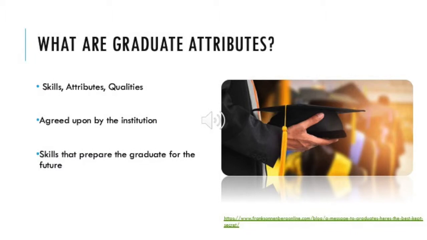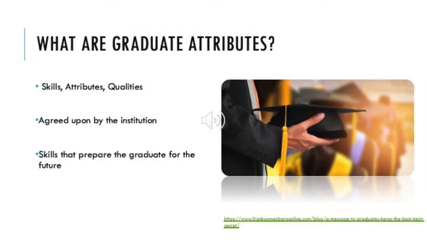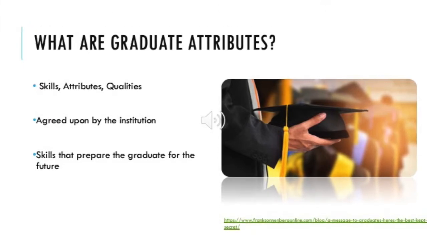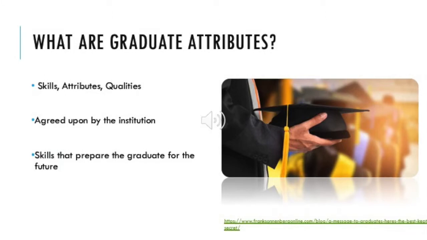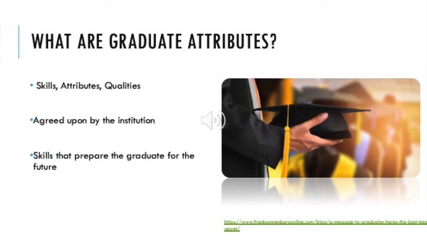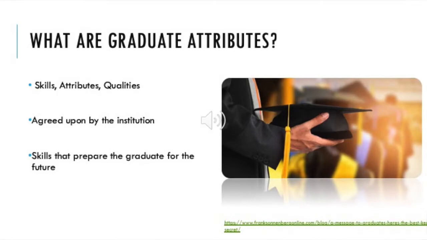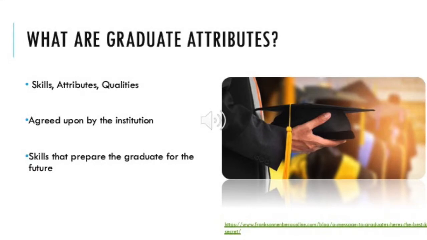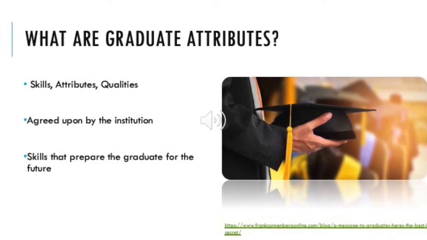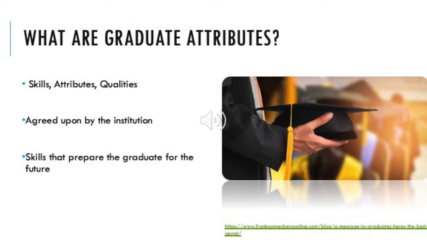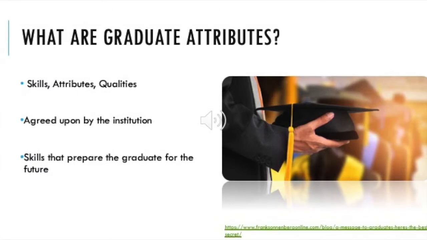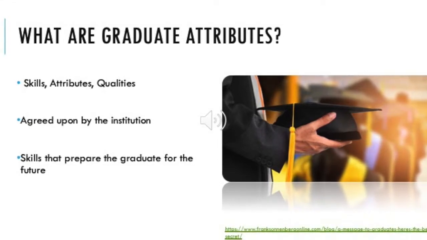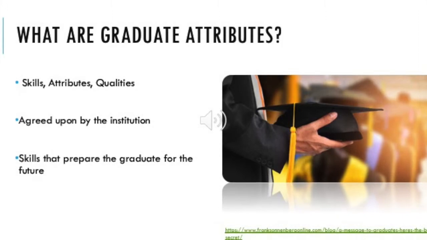They are skills, attributes, qualities that a graduate learns over his or her tenure with the institution or university that they attend. These attributes are expected to be engraved in the graduates' minds once they are done with their studies. So it's basically skills that you learn over time, during your studies or even your workplace. After you graduate from an institution, you should know these attributes and they should be engraved in your head. These attributes are universally agreed upon by the university or the institution that you're studying in.